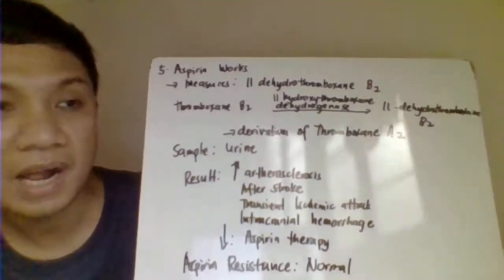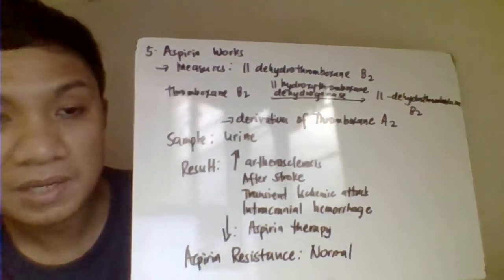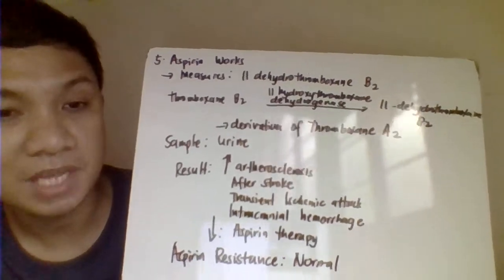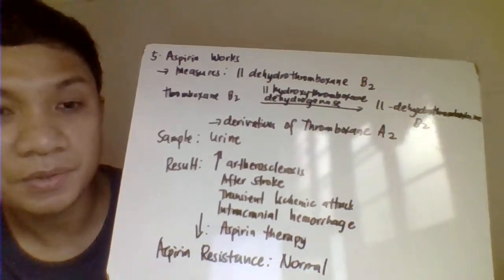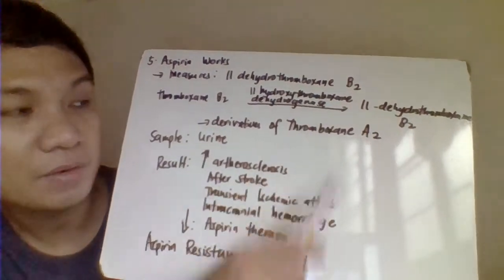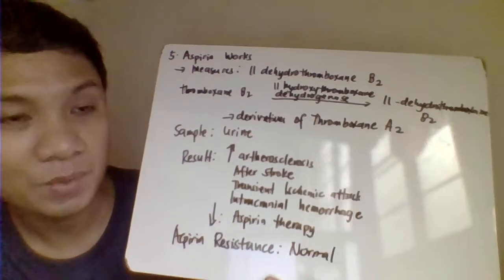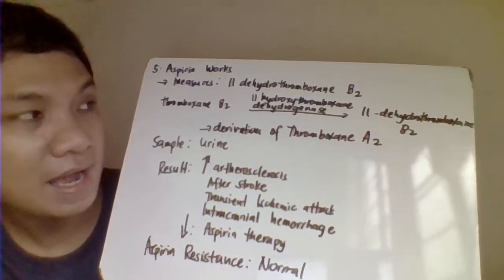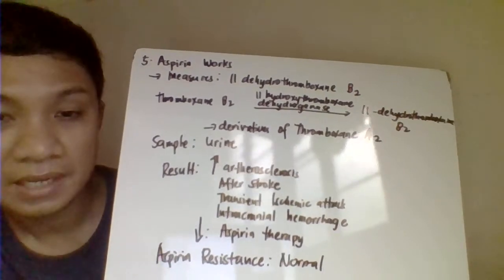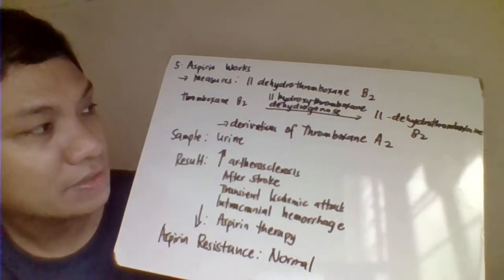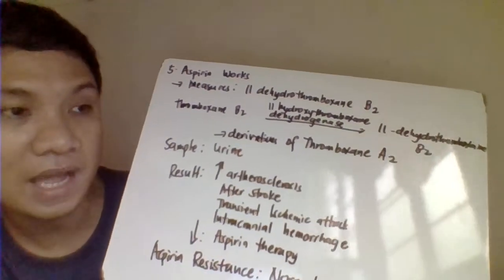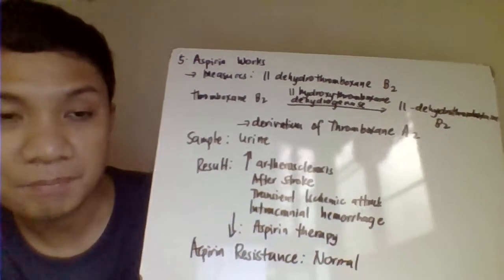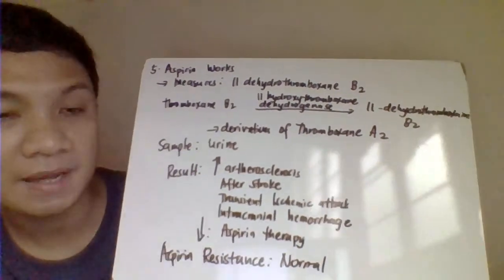Okay, next we have the AspirinWorks. AspirinWorks tries to measure your 11-dehydrothromboxane B2. 11-dehydrothromboxane B2 is a derivative of your thromboxane A2. It is converted from thromboxane B2 by the enzyme dehydrothromboxane dehydrogenase, converting that to 11-dehydrothromboxane B2. The sample used for this one is a urine sample.